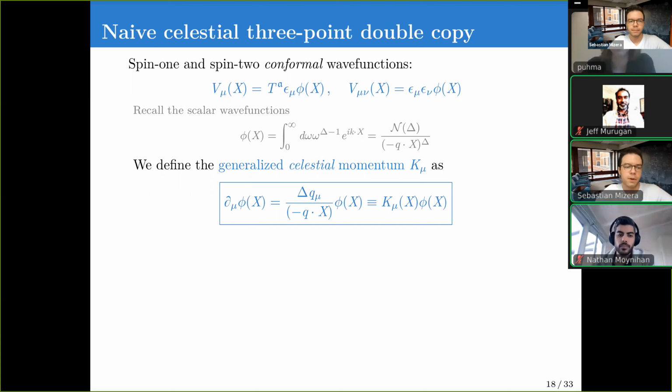Okay, thank you. It would be nice to put this in more of a form where you can use the scattering equations. This is why I said before that ambitwistor strings are maybe more suitable for describing the celestial double copy. There are many things one can look at.